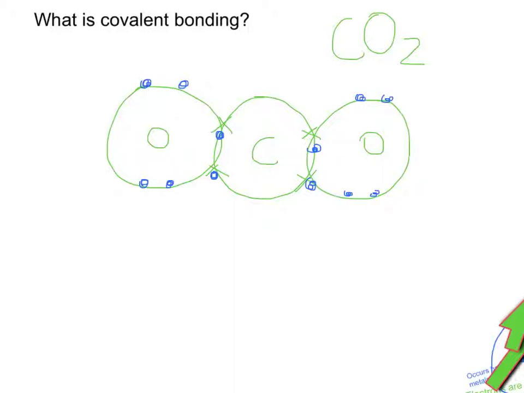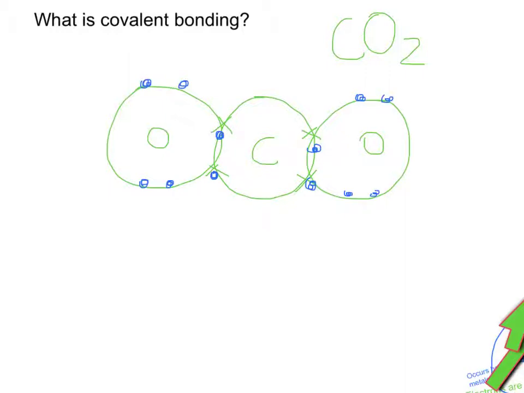Now if we have a look here you can see that carbon now has 1, 2, 3, 4, 5, 6, 7, 8. So it has a full electron shell. And oxygen now has 1, 2, 3, 4, 5, 6, 7, 8. And this one also has 8. All electron shells are full for each of the atoms. And this is carbon dioxide.